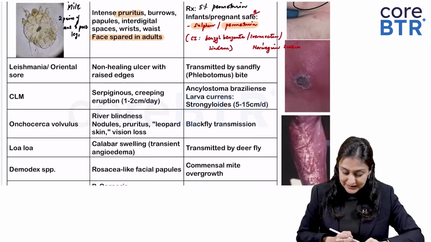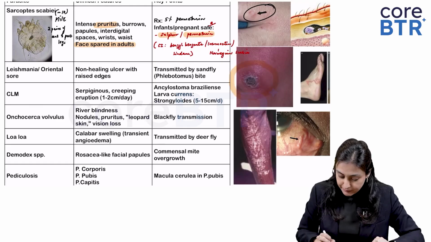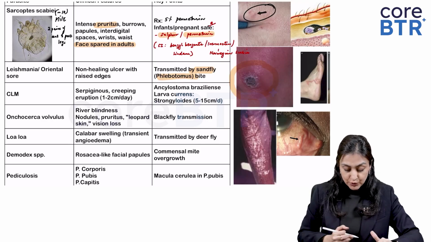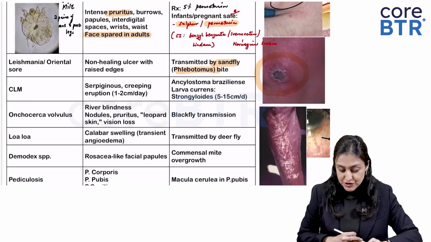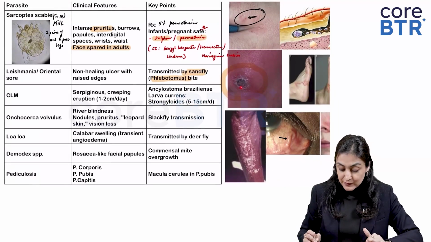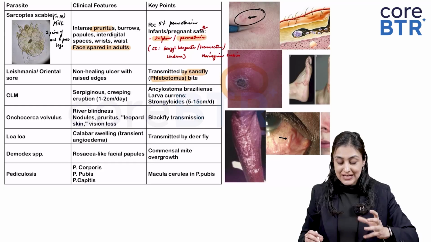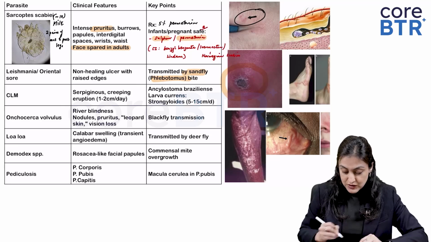Then you have leishmania, or oriental sore. This is caused by the phlebotomus sandfly, right? Delhi boil is one more name, Delhi boil, oriental sore. So this is leishmaniasis, where you have an ulcer with raised edges, and I'll teach you this is also called the volcano sign, because there's central crusting which can be seen. So that's what this looks like.